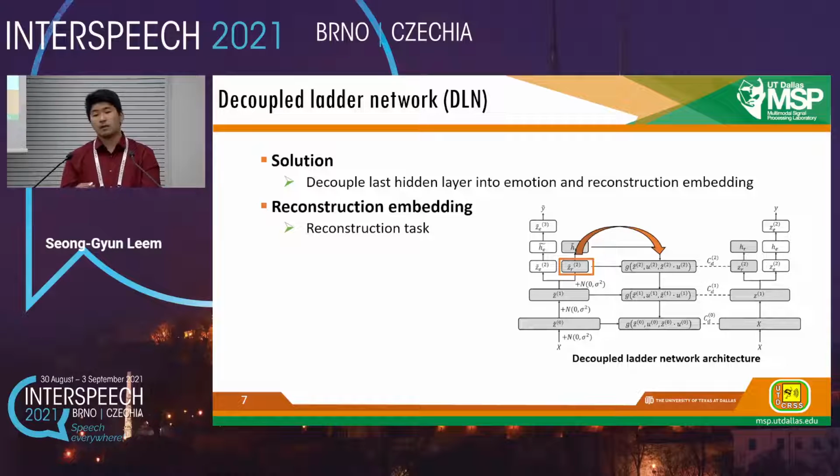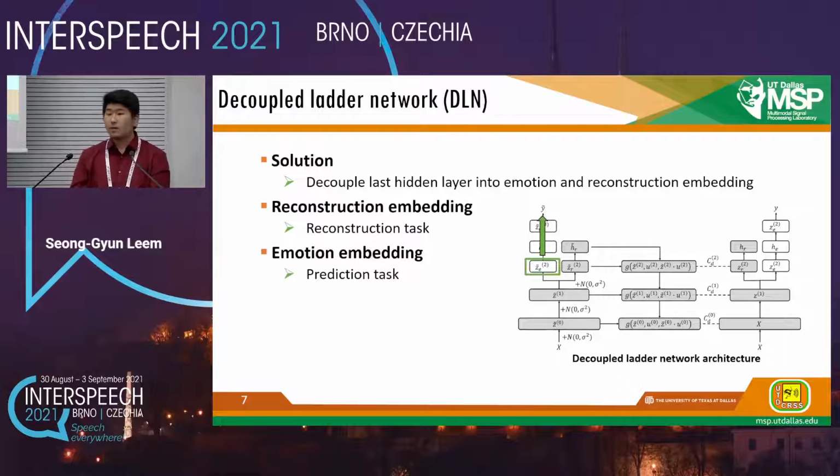So this scheme allows the reconstruction embedding to contain the information needed for the reconstruction task regardless of the emotional information. The other embedding is the emotion embedding. This embedding is only connected to the output layer, and this embedding is not included in the reconstruction task. So this scheme allows the emotion embedding to exclusively contain the emotional information.